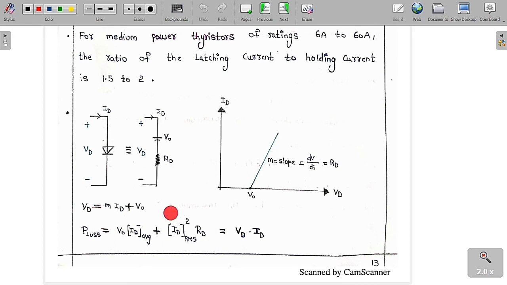So this is like the Y is equal to MX plus C graph. This is Y, this is X. Y is equal to M into X plus C, where C is V0. So this is the slope and this is the Y intercept. So C is equal to V0, Y is equal to VD, X is equal to ID, and slope is equal to M, which is dV by dI.